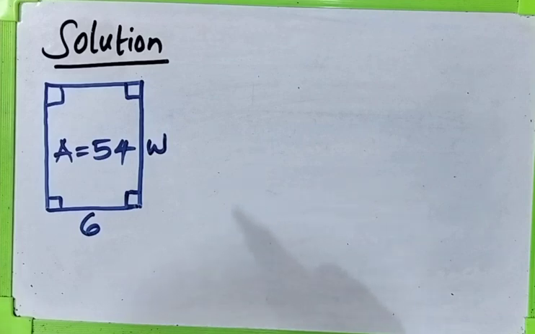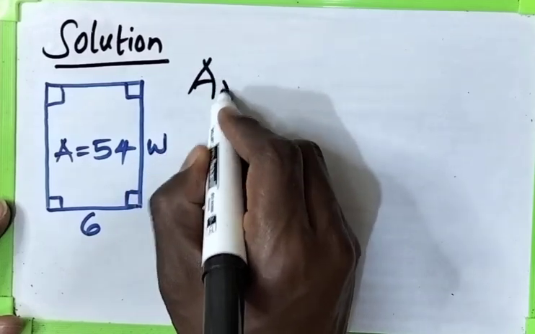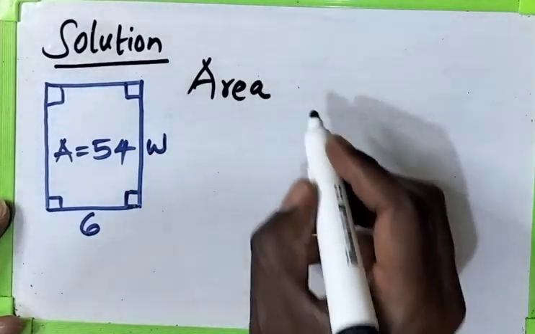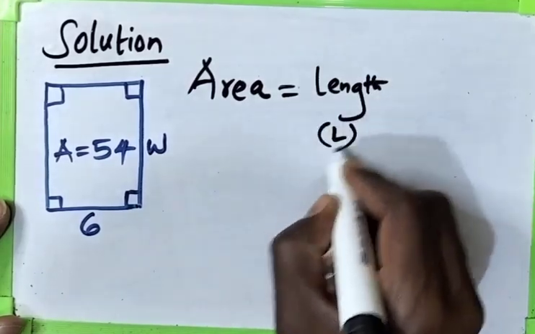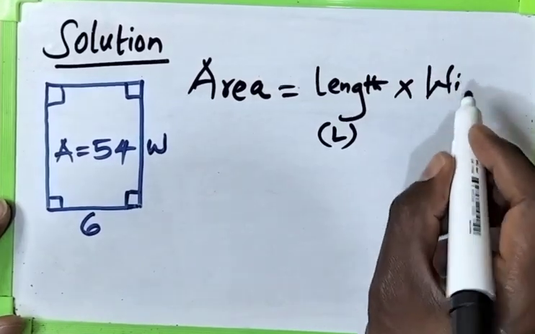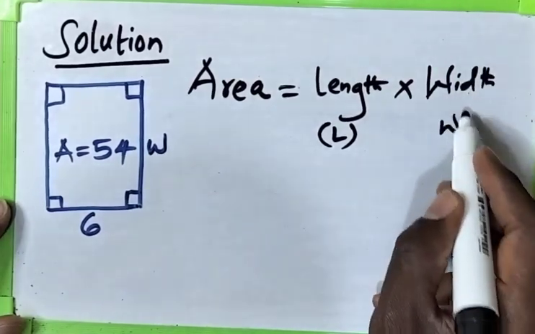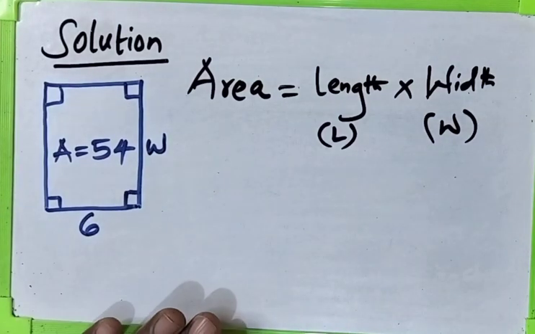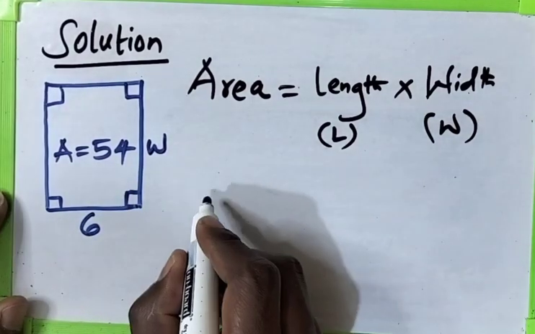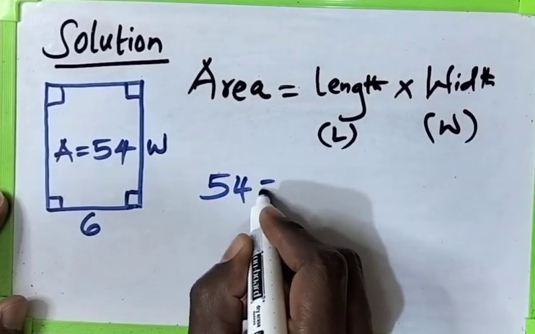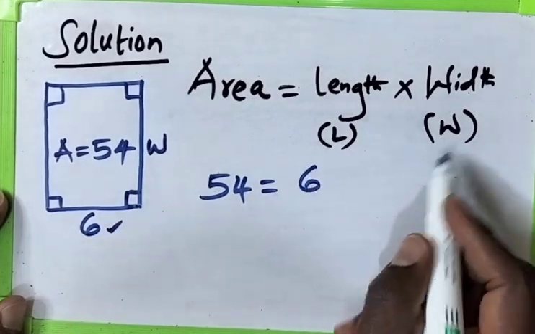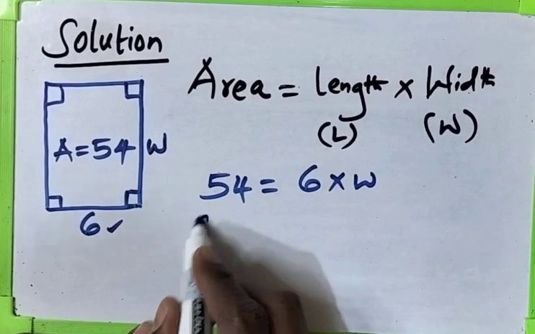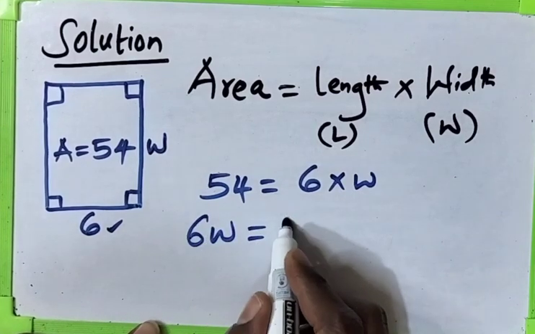So generally, how do we look for the area of a rectangle? Area of a rectangle is given by length, which is L, times width, W. In other words, the area that we already have, which is 54 square inches, can be found by length, which is 6, times W. So we have 6W is equal to 54.